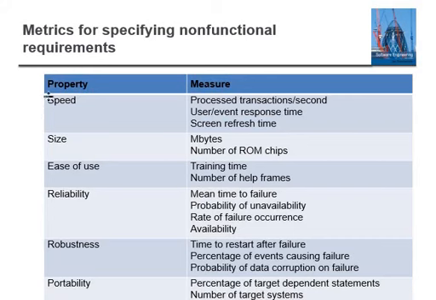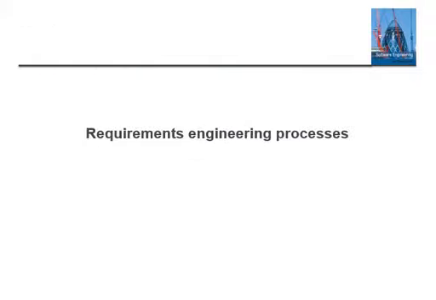Now, these are the metrics for defining non-functional requirements: the speed of the software, size of the software, ease of use, reliability, robustness, and portability. These are the things we covered in the previous video. If you haven't seen that, you can check the previous video.